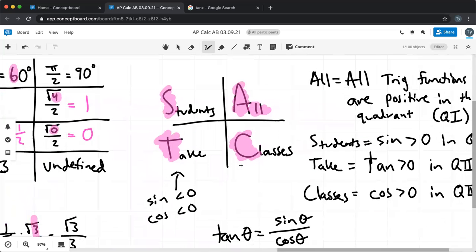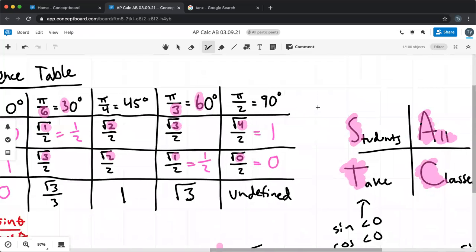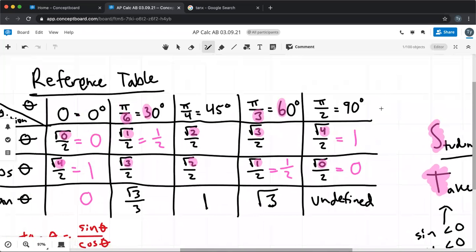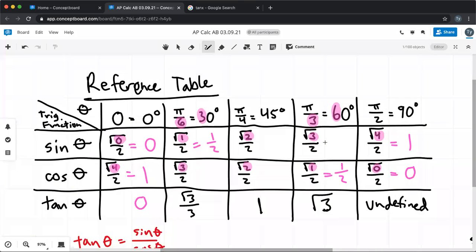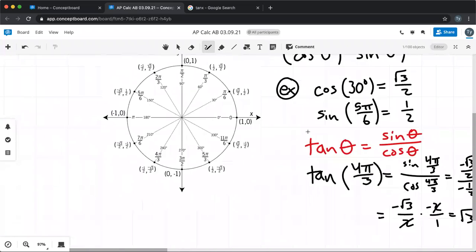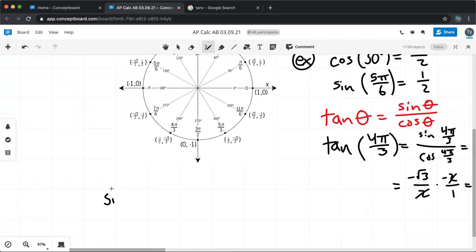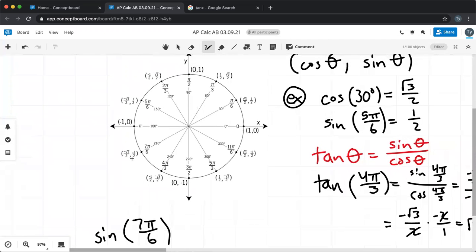Okay, so how does this help us deal with the angles that are missing here? The good thing about the reference table is it's less to memorize than the unit circle. The bad thing about the reference table is we do kind of end up using the unit circle anyway. So if we want something like, I don't know, sine of 7 pi over 6, if we're using the unit circle, we can just say, hey, that's the y value when theta is 7 pi over 6. So this would be negative 1/2.